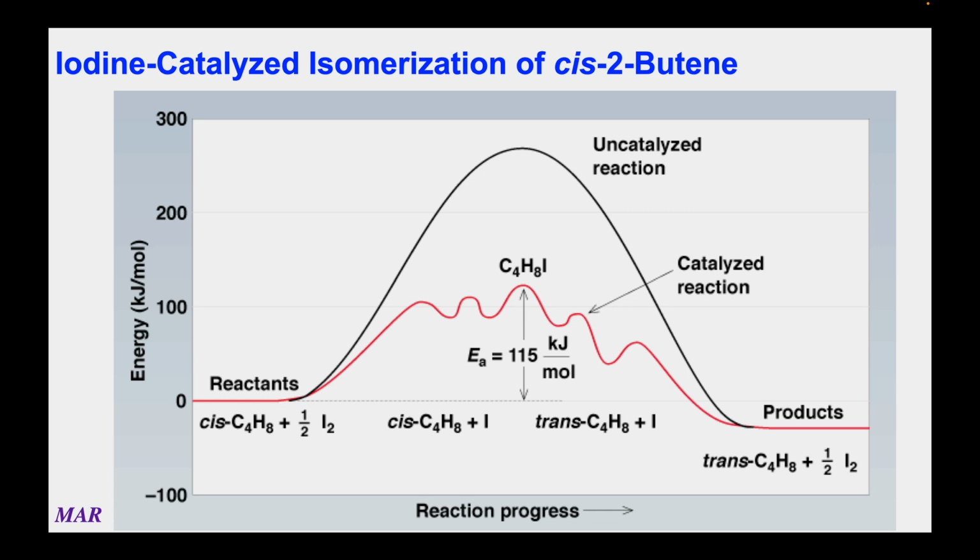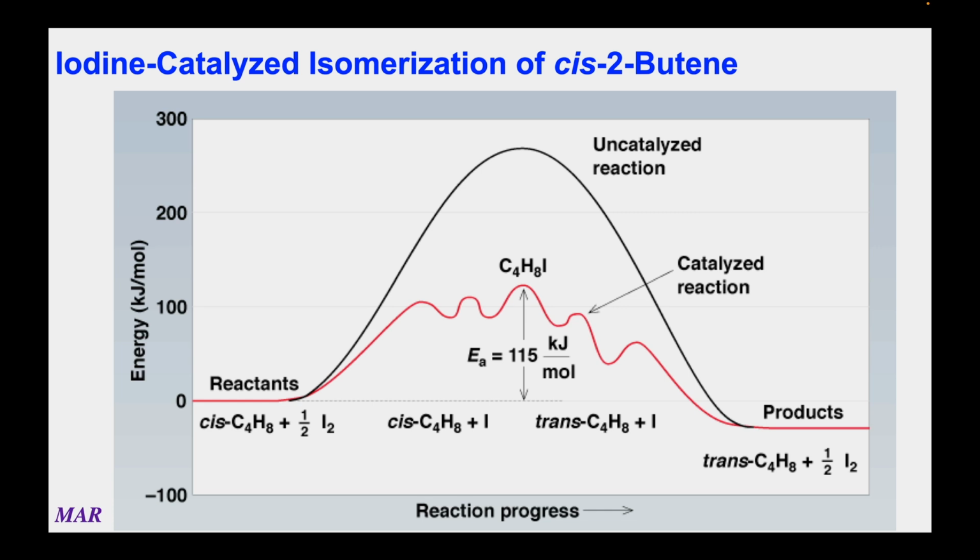If you add, though, iodine, I2, it tends to catalyze this reaction, and it makes it have a much lower energy of activation. So those red bumps up there show the different steps. In this case, the slow step is in the middle, and this is something you can figure out too. We're not going to talk about it, but the middle step is the slower one.